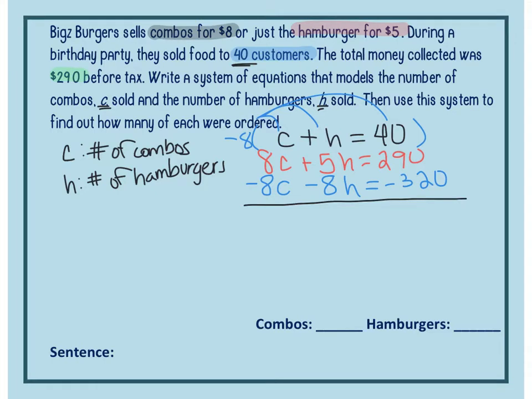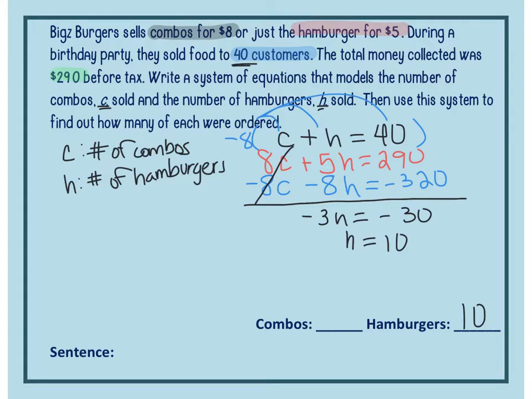Okay, so we add them together, but one of the variables is going to be eliminated. 8C minus 8C isn't there anymore. I'm left with -3H equals -30. Well, how do I get H by itself? I divide by -3. So H equals 10. Now, is that the cost of a hamburger? What did that stand for? That stood for the number of hamburgers they sold alone.